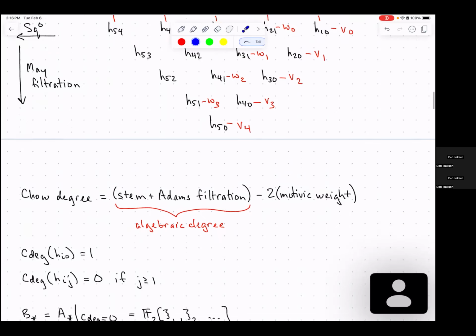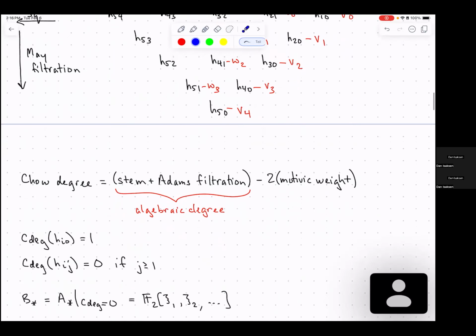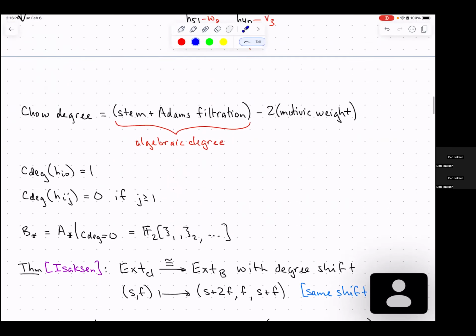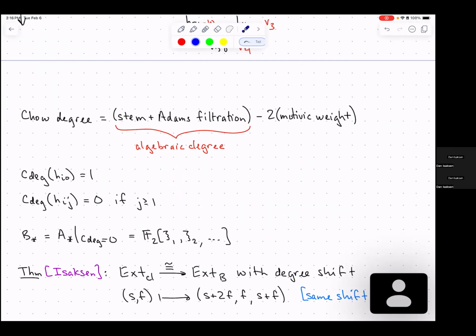There's a couple of conclusions that you can draw from this. First of all, you could study the subalgebra of the Motivic Steenrod algebra in Chow degree 0. Just restrict to Chow degree 0 and call that V star, just because it's some letter other than A. I'm not saying that's a great name for it, but it's something.